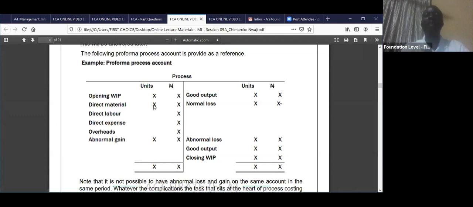Then the direct material you are taking will have a unit and a naira value. Then your labor, your expense and your overhead, these three are separated here. You can see them separated, or you can join all of them to call them conversion costs. See them here, there is no unit. Then there's what they call abnormal gain. Now let me explain what sometimes looks like abnormal gain.